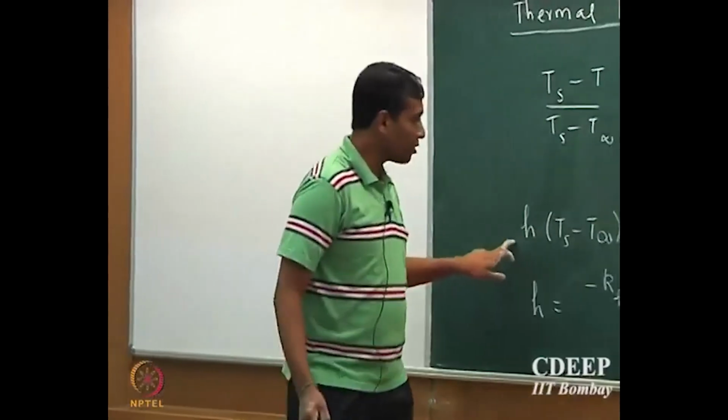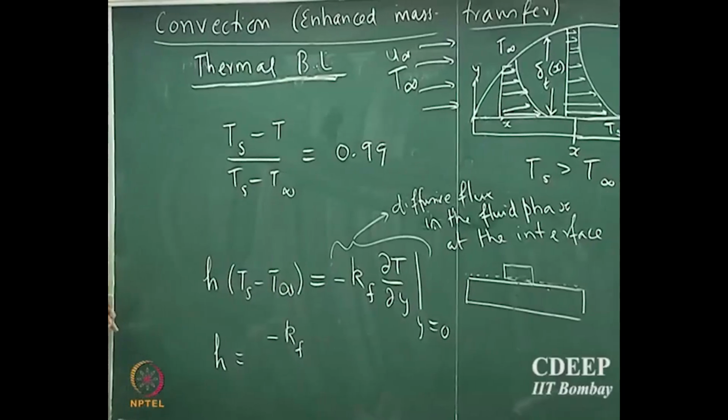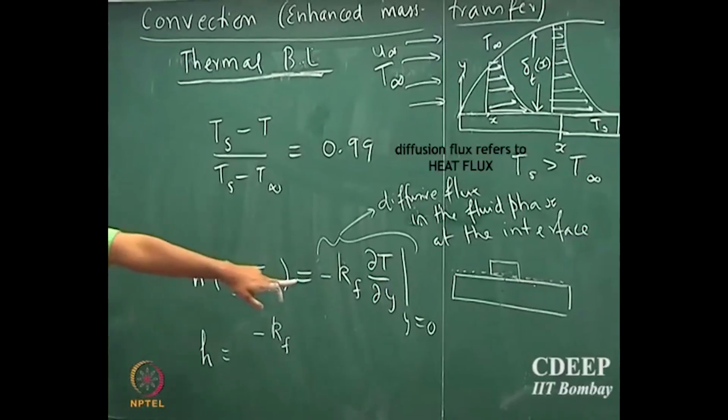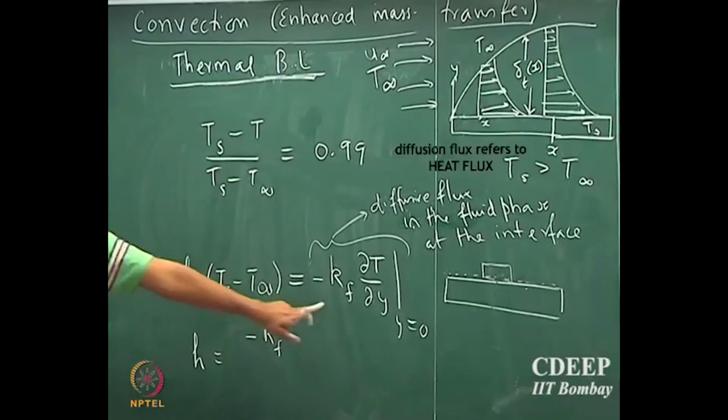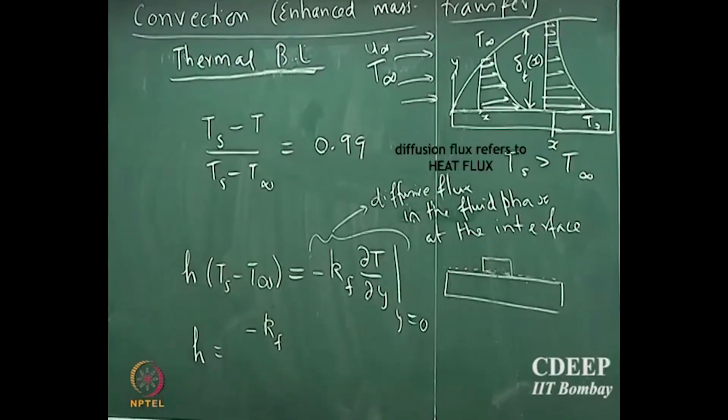Fluxes are equal. This will be equal to minus k into dT/dy in the solid phase. It will be equal. The gradients will be different. Be careful. The conductivities are different. So the gradients will be different, but the flux will be equal.